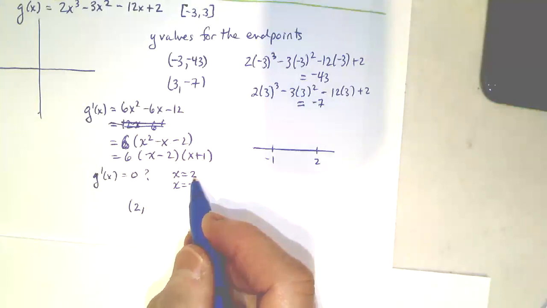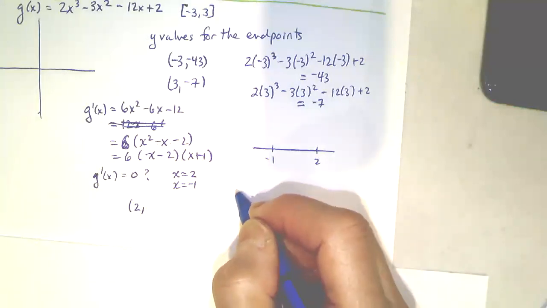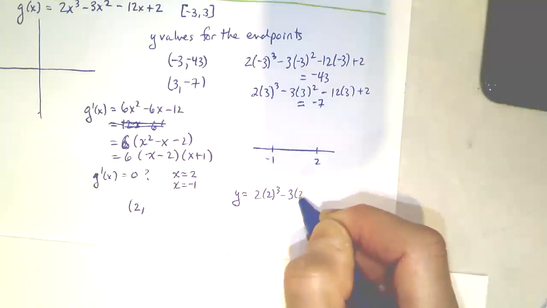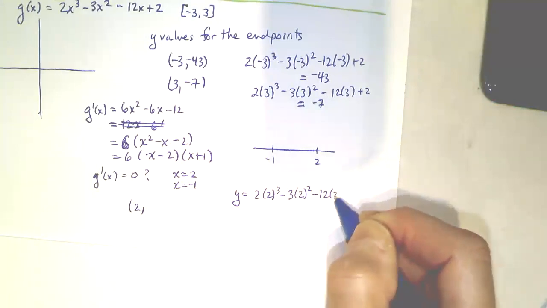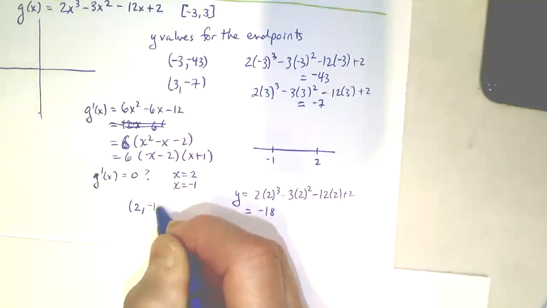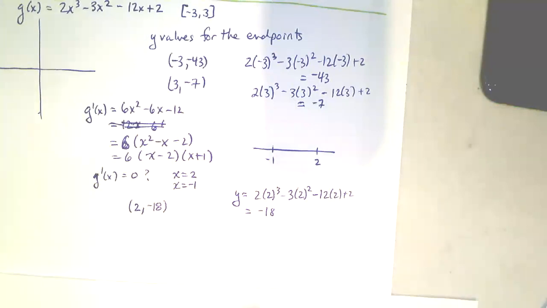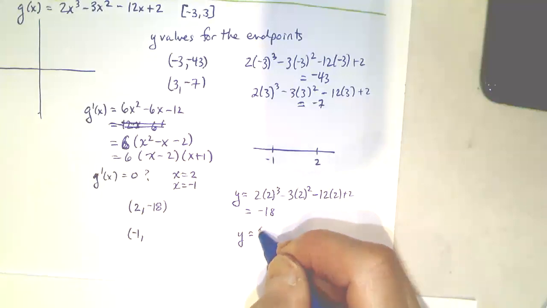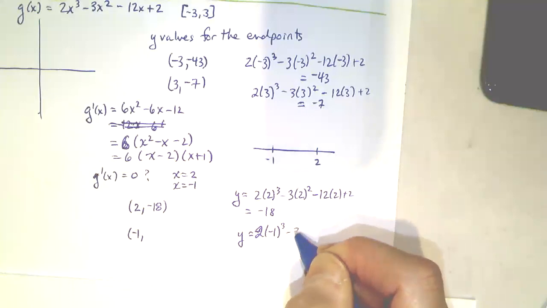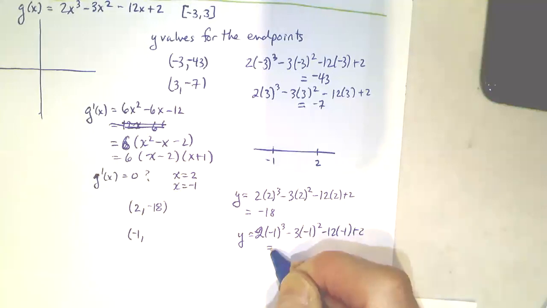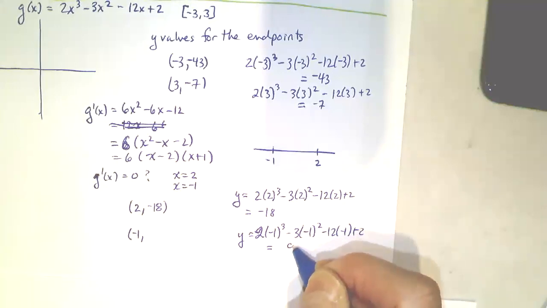And so when you let x be 2 and you sub that into the original function, you would work it out, and the y value would work out to be -18. You then do the same thing when x is -1. You work out the y value. These are local maxes or local mins. 2 times -1 cubed, -1 squared. And when you do that, the y value works out to be +8.